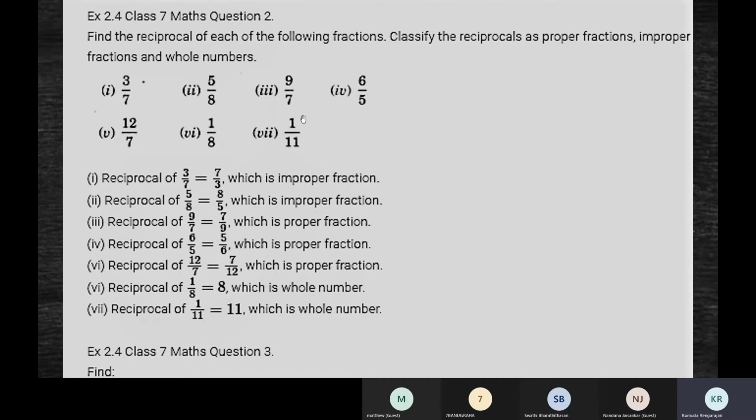Look at the last one here, 1 by 11. The reciprocal of 1 by 11 is 11 by 1, which is 11. Even if you write 11 by 1, you're right. 11 by 1 is nothing but 11, so you must also write 11. And what kind of a number is 11? Whole number, ma'am. It is a whole number.